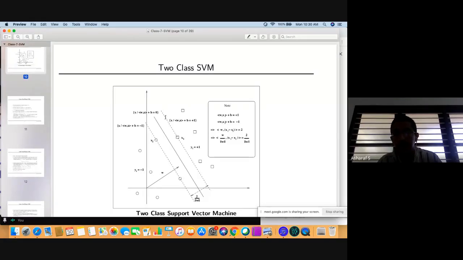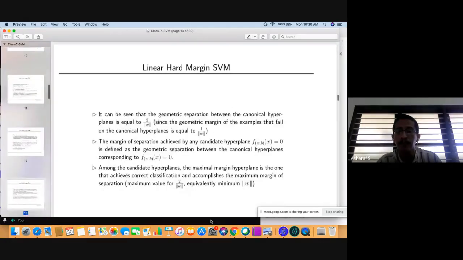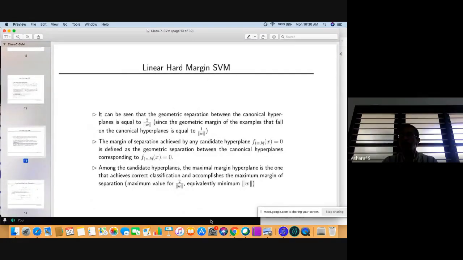The boundaries are marked by the hyperplane W transpose x plus b is equal to +1 and W transpose x plus b is equal to -1 over here. So among the candidate hyperplanes, our problem reduces to finding the hyperplane with maximal value for 2 by norm W, essentially the maximum margin hyperplane, such that the correct classification is achieved. So the maximal margin hyperplane is the one that achieves correct classification and accomplishes the maximum margin separation. Maximize the value of 2 by norm W.